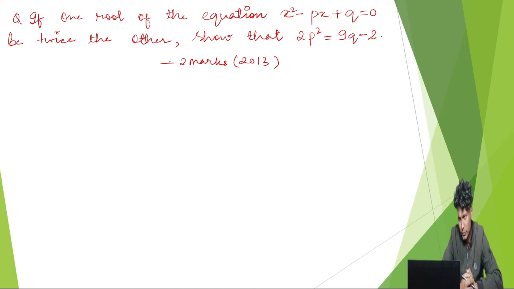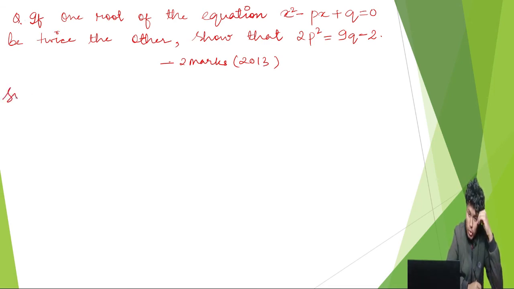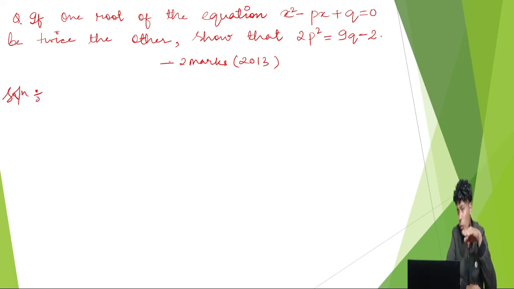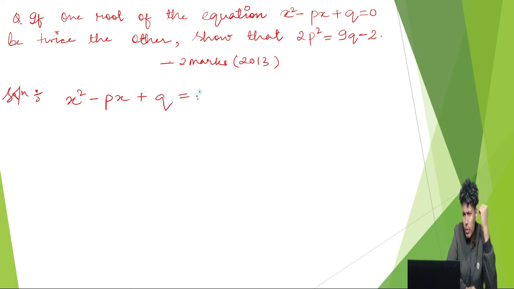Now we need to do another question. This is a question of the sorted type. It was asked in 2013 carrying 2 marks, so let us solve this one too. Solution: what does the question say? If one root of the equation x square minus px plus q equal to 0 is twice the other, show that 2p square is equal to 9q minus 2. So we have x square minus px plus q equal to 0.